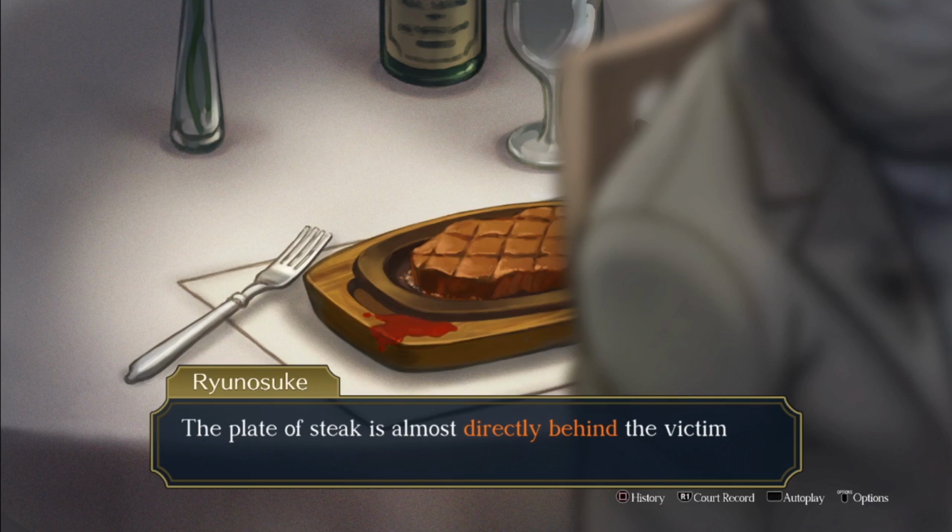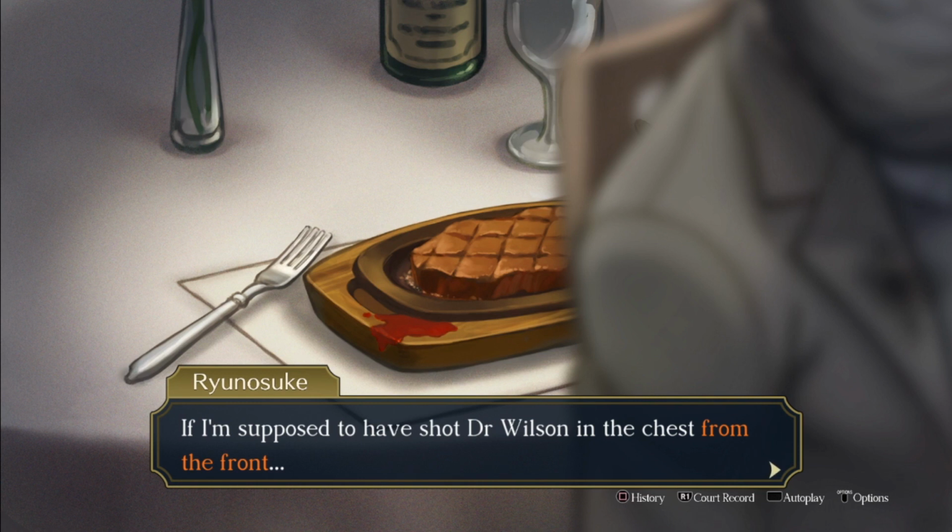The plate of steak is almost directly behind the victim, and the bullet didn't go through. If I'm supposed to have shot Dr. Wilson in the chest from the front, and also there should have been a bullet hole in the chair.